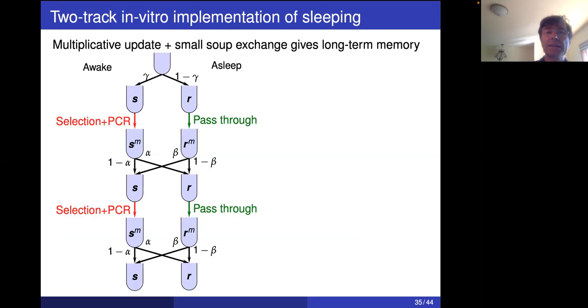Now there is an alternate way to explain this sleeping update, mixing in a little bit of the past average, that I want to explain. You take your soup and make two tubes, an awake tube and a sleep tube. In the awake tube, you run the multiplicative update. In the sleep tube, you just don't do anything, you just pass through. Then you swap a little bit between the two tubes: a fraction beta goes over here and a fraction alpha goes over there. Now you again do a multiplicative update here, a pass through there, and then swap a little bit. I claim that this setup has a long-term memory and it's totally fascinating.